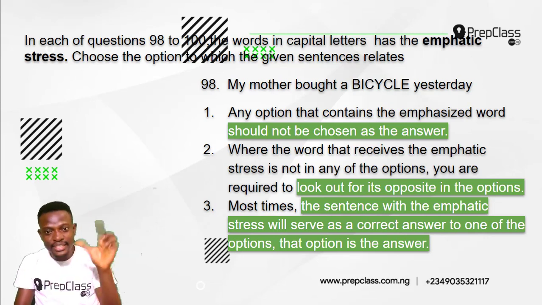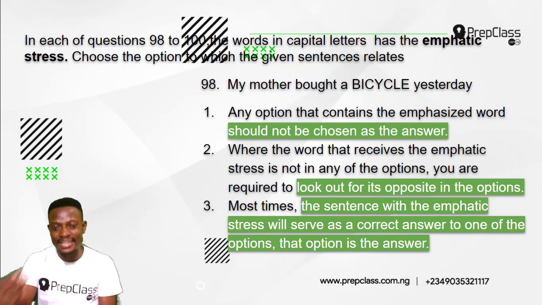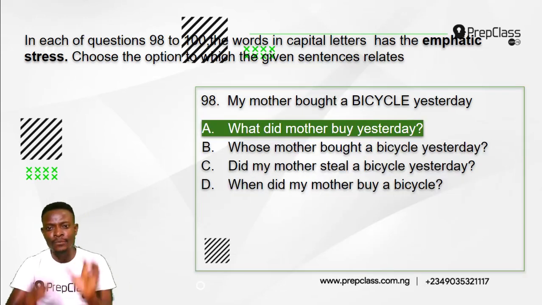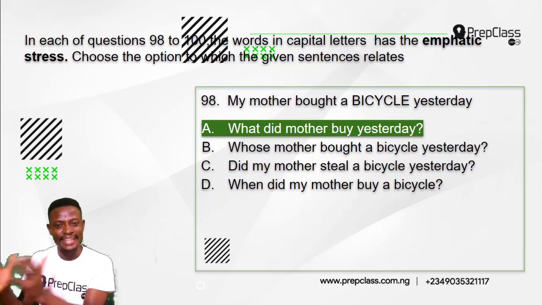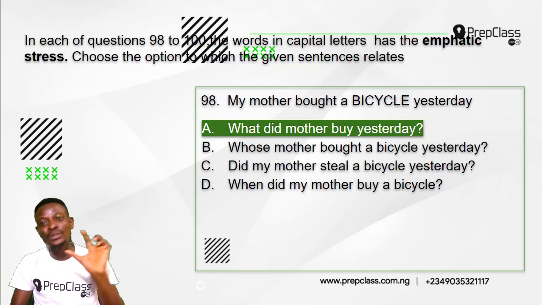The question will serve as a correct answer to one of the options. That option is the answer. So the answer is option A. What did my mother buy yesterday? My mother bought a bicycle yesterday.